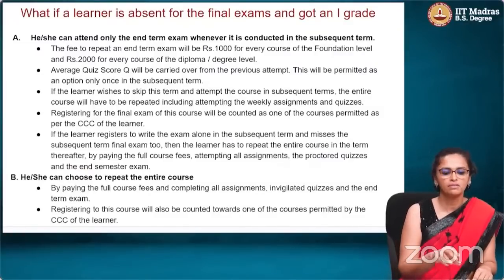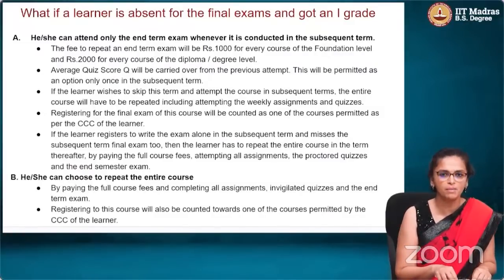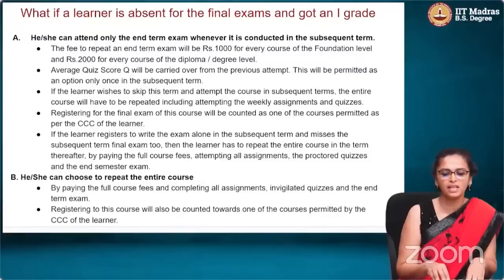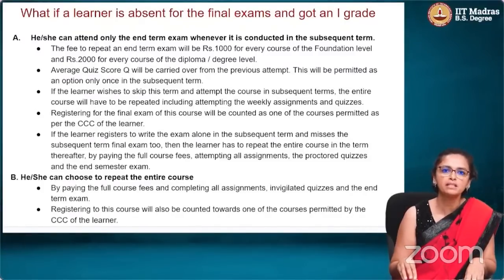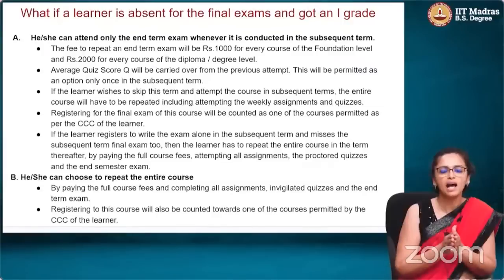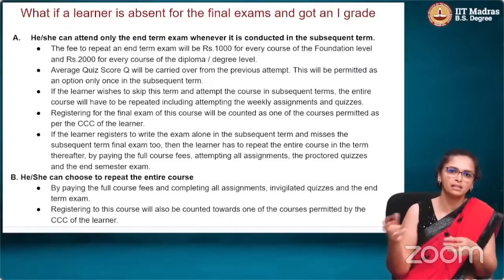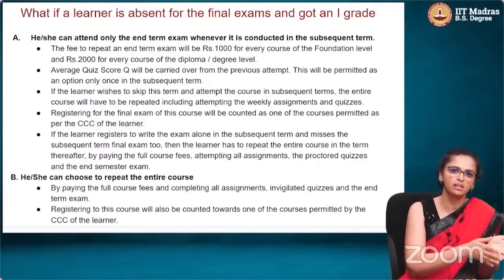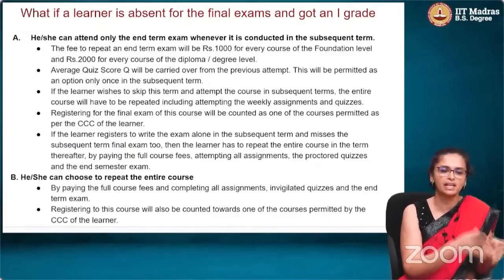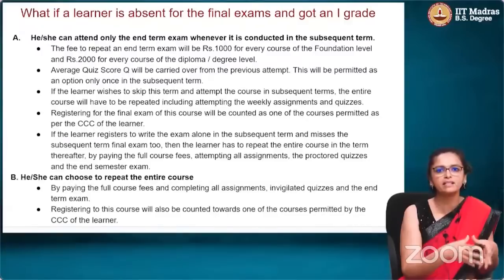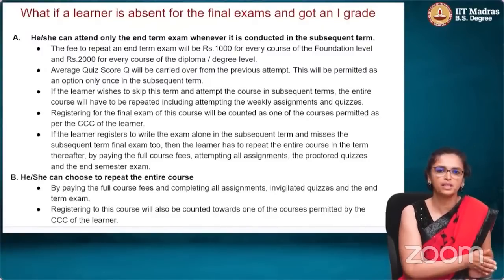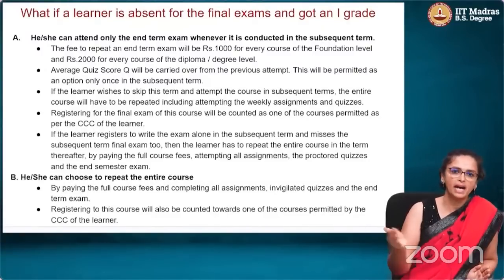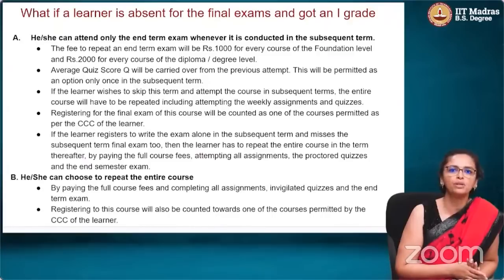Okay, the fee for writing the final exam alone in the foundation level is rupees 1,000 and at the diploma and degree level is rupees 2,000. So what will happen here is you will go and write the exam in the next term that you register. All the other assessment components we will take from the term in which you completed the course. So the weekly assignments, the quizzes, all those scores we will take from the term you completed in. We will add only this end term score and give you a grade.